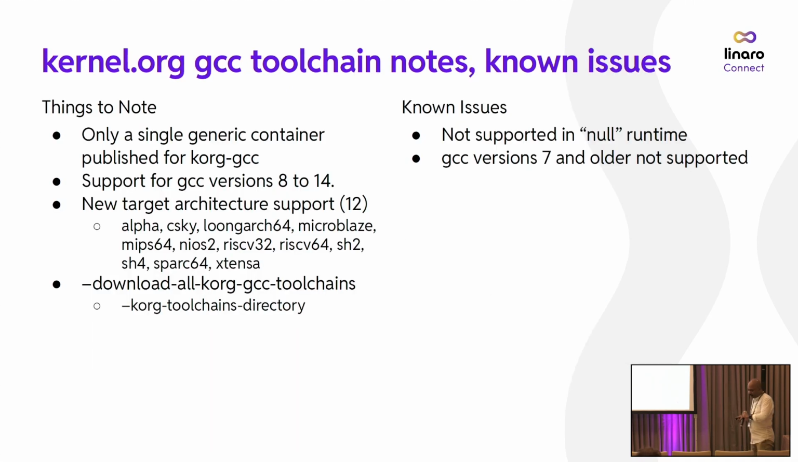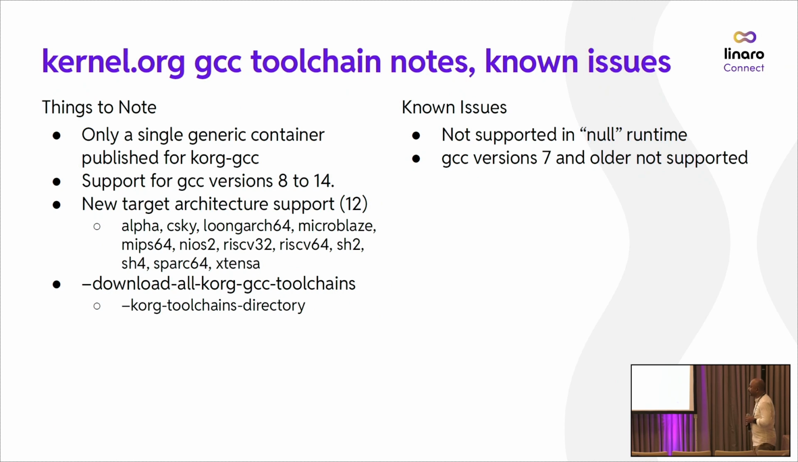There are some important things to note. There is only one single container which we publish, instead of the different combinations of containers which we used to publish for Debian-based toolchains in the previous way of working. This is a very big optimization in terms of how TuxMake itself works. And then we were able to add support for some old toolchains also. That is, we support GCC versions from 8 to 14 as of now. And with this introduction, we also have introduced support for 12 new architectures which were not being supported previously as part of TuxMake.